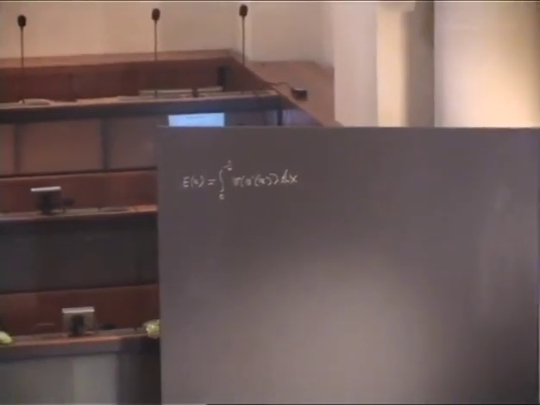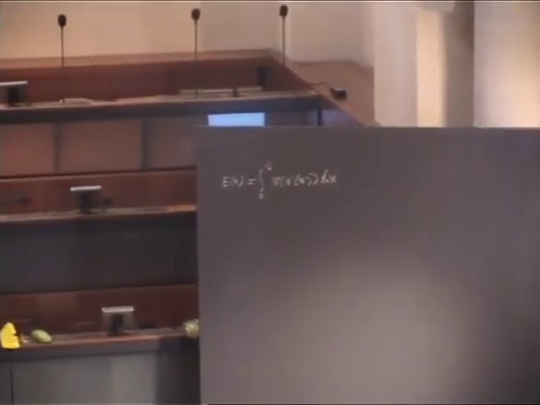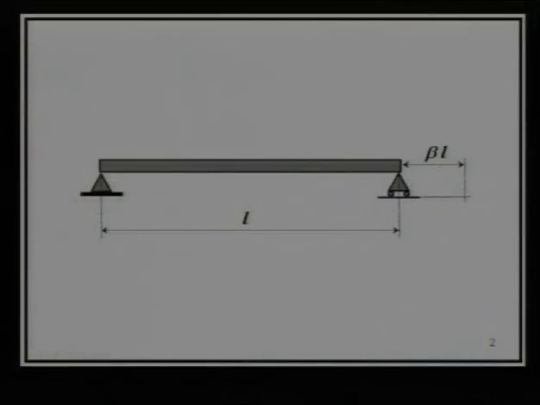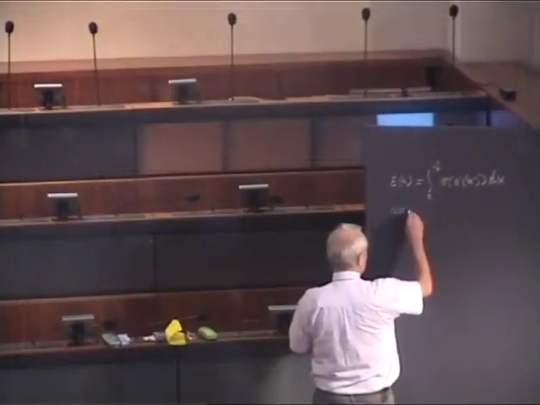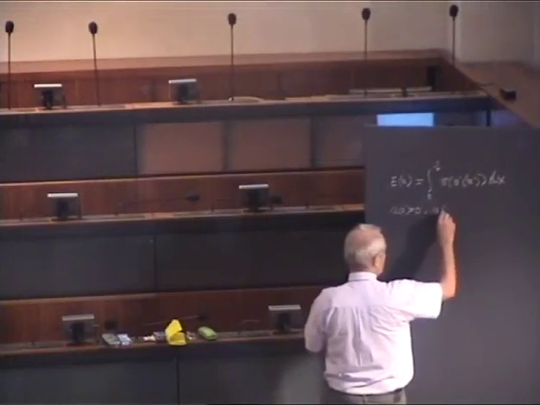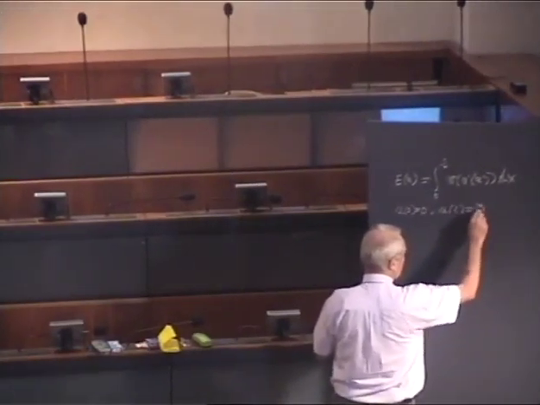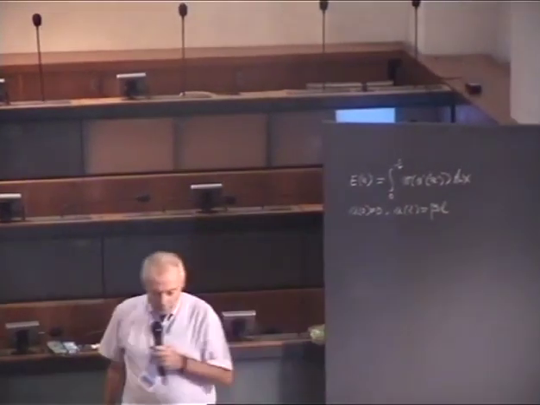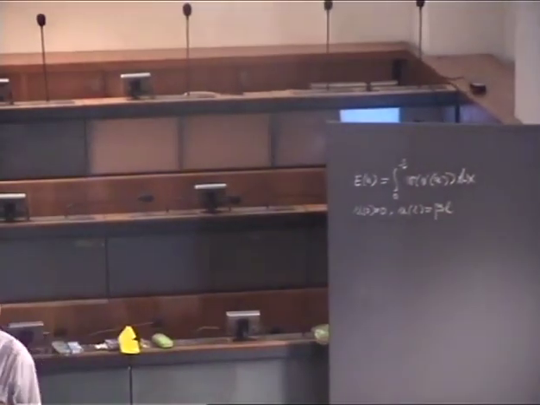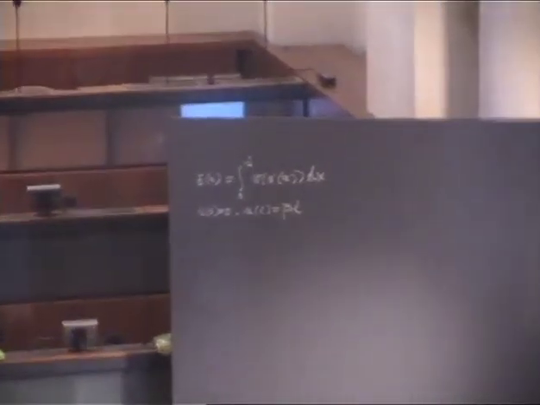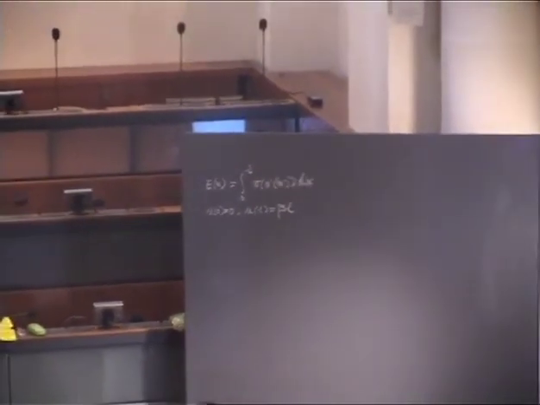And for instance, you can imagine a bar in which U is the axial displacement, and we consider boundary conditions of this type. So we keep one of the ends fixed, and to the other we give a given displacement, beta L. And no external forces. So this is a very simple example.